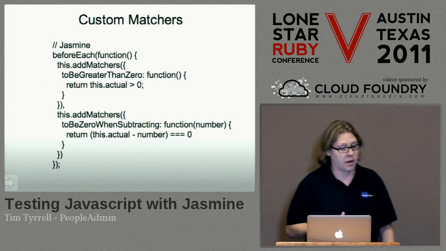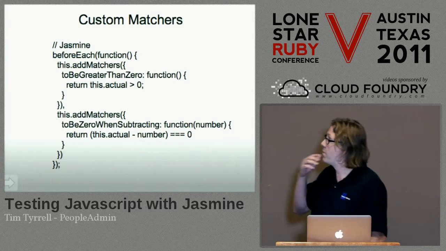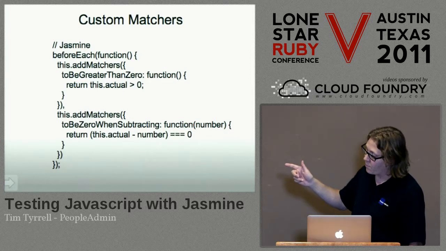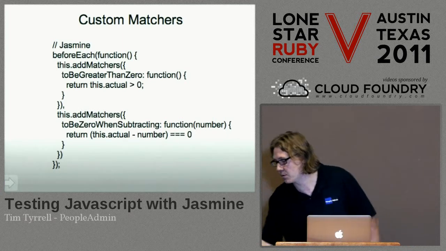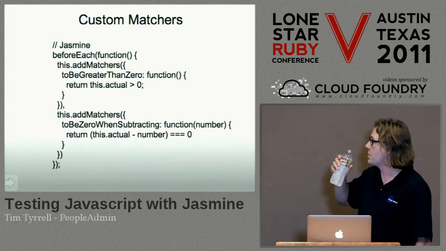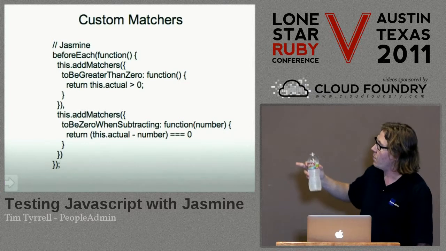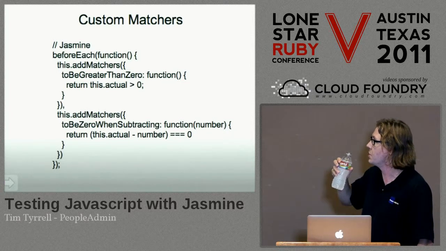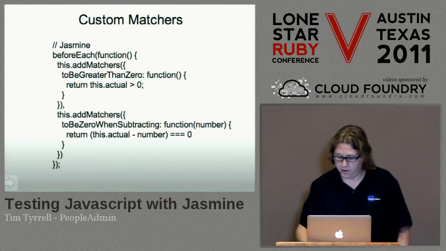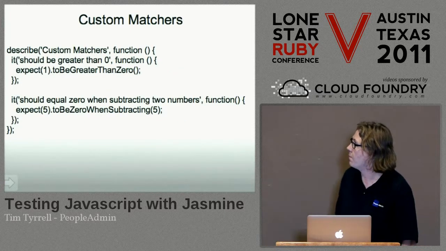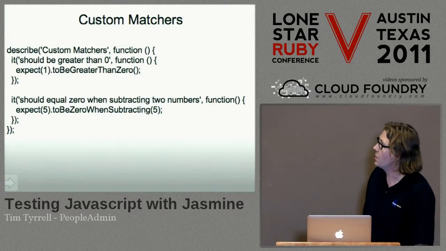In Jasmine, same type of thing. This beforeEach in the spec helper will throw these in front of every other spec, so they're accessible, so you can do custom matching. Simple stuff. I have a comma there, so I put a couple different matchers within the same beforeEach. Then I'll show you how you use these. No sweat, right? It should be greater than 0.